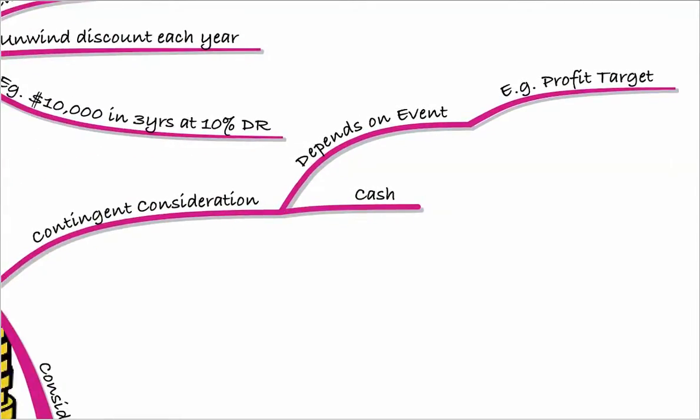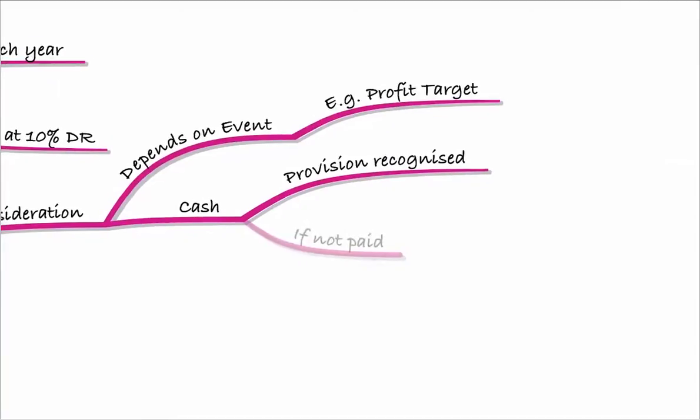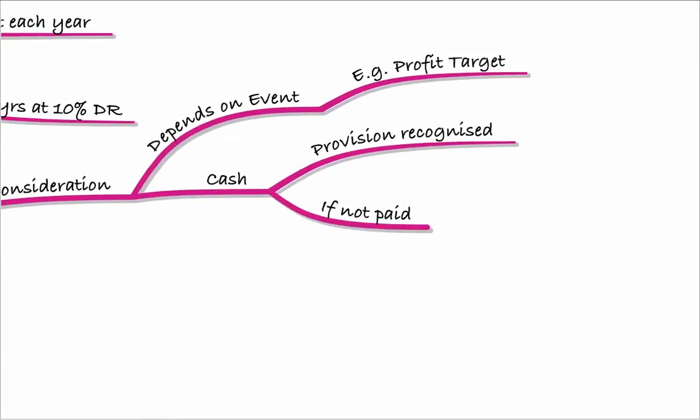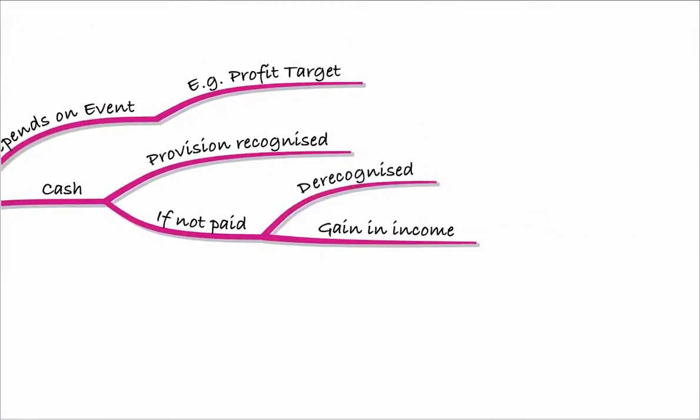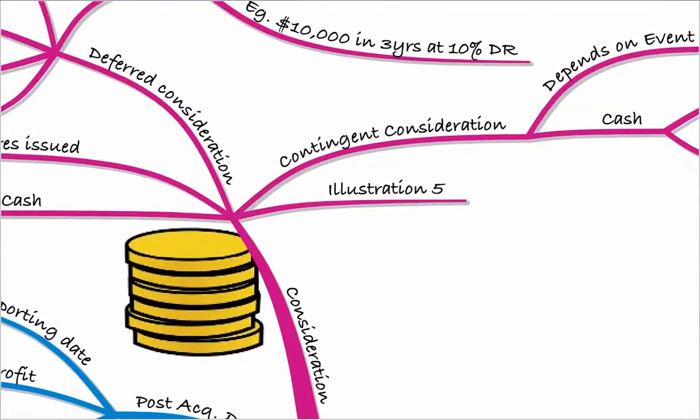So if it was cash paid in a number of years, if they hit that target, well then we create a provision. But then if we don't have to pay it, we would de-recognise the provision as a gain in the income statement. So contingent consideration treat the same as deferred consideration, except if you don't have to pay it, you would de-recognise the provision. So we looked at all of those in illustration 5 to make sure we could calculate them.